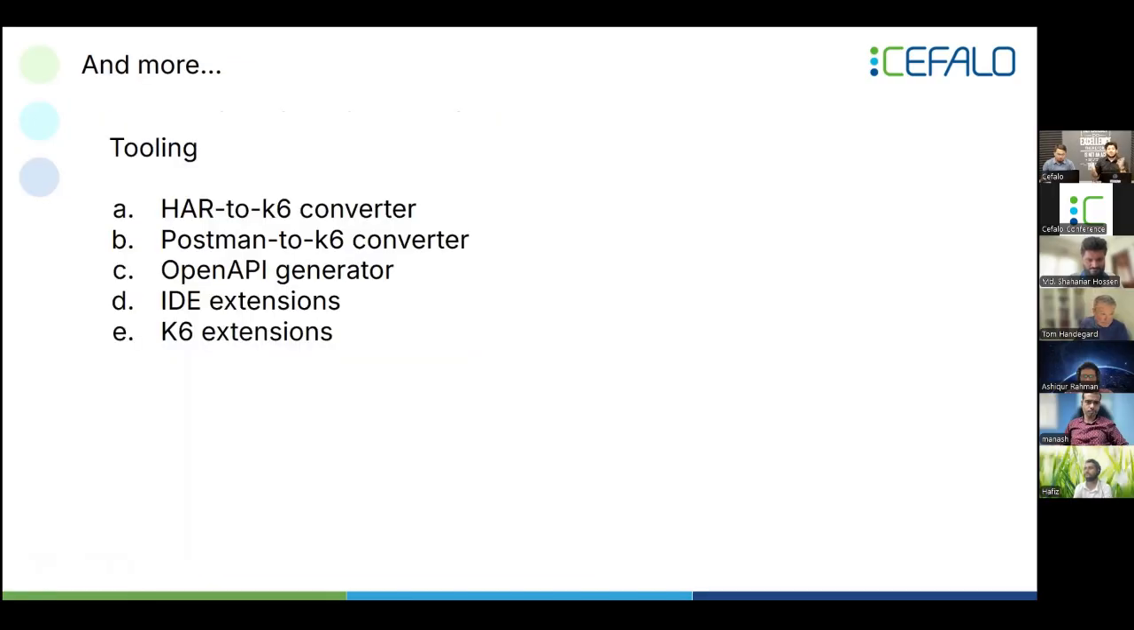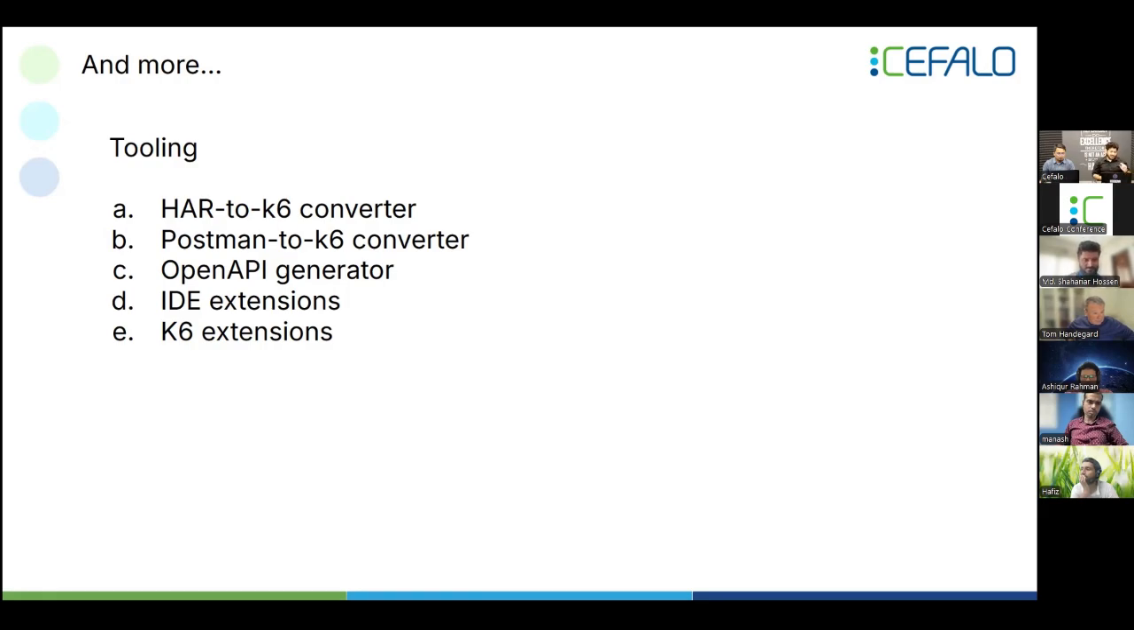And there is more tooling available. You have some NPM packages like the HAR to K6 converter. You can just copy and paste the HAR files from the browser and get a K6 script. And also for Postman or OpenAPI, you can convert from OpenAPI to K6 scripts. And for almost all the IDEs, you have extensions. So it's pretty easy to write the scripts.